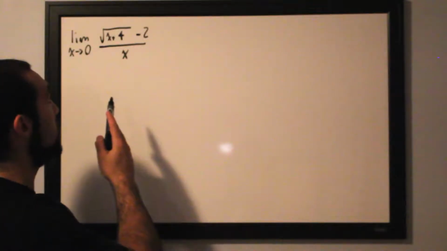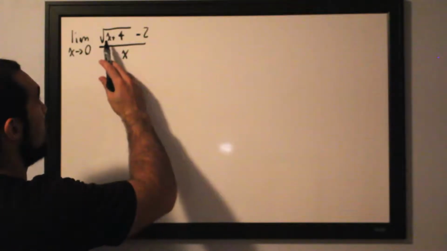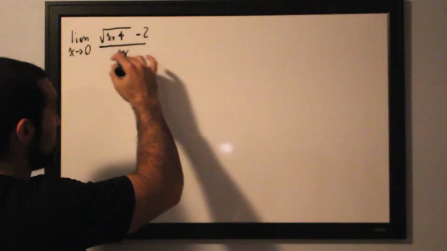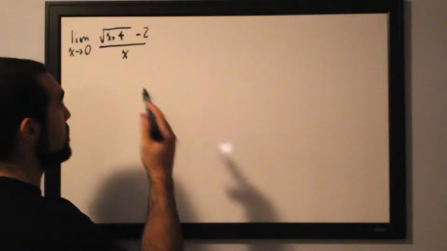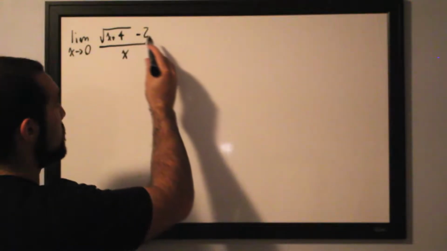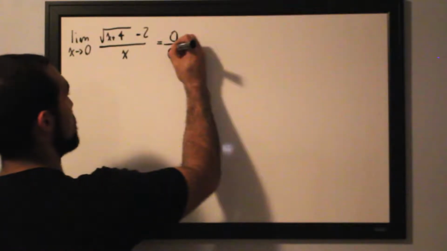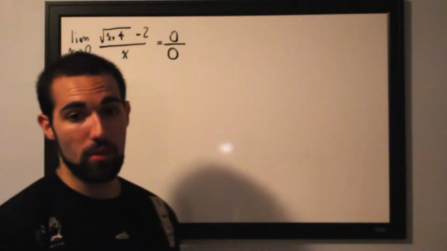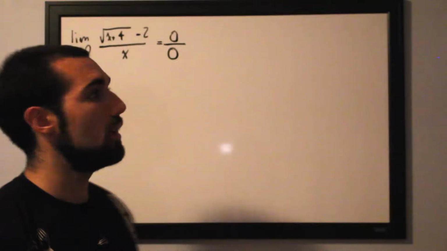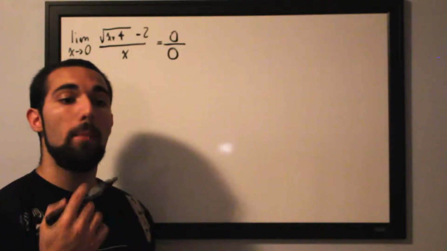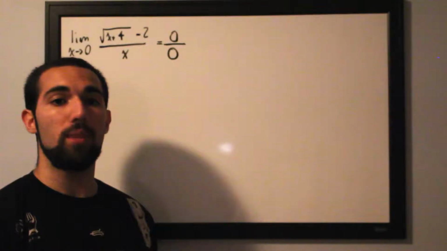If we plug 0 into this function, we get 0 plus 4, all in the square root. 0 plus 4 is the square root of 4, which is equal to 2. 2 minus 2 is equal to 0 in the numerator, and x in the denominator is just going to be 0. So this is of the indeterminate form. We have to start manipulating it. So what we're going to do for this function is multiply by the conjugate of the term that contains the square root.